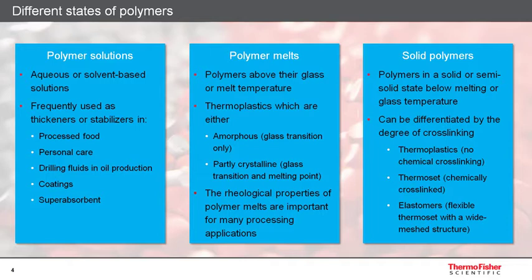Below the melting or the glass transition temperature, polymers are highly elastic solid materials. They can be differentiated by the degree of cross-linking between the individual polymer chains. Thermoplastic materials do not show any chemical cross-linking. Thermosets and elastomers are chemically cross-linked materials. Thermosets show a very narrow and elastomers a very wide meshed structure.